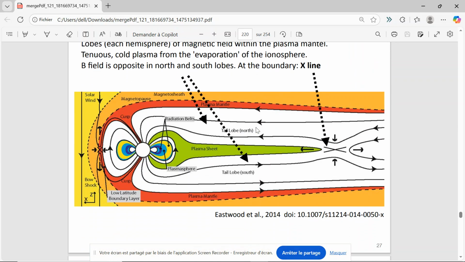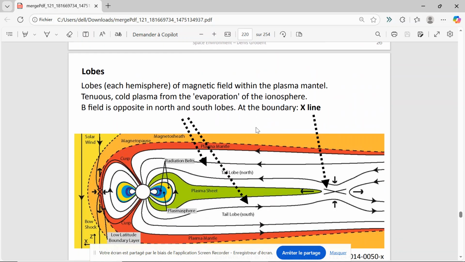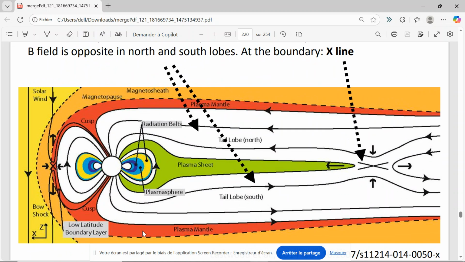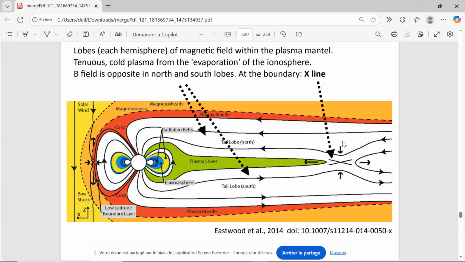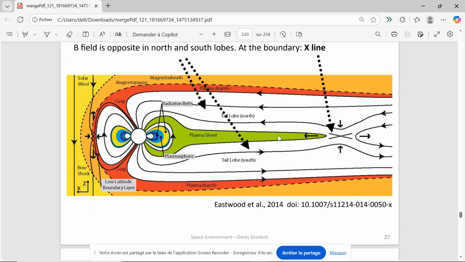The lobes of magnetic field within the plasma mantle: tenuous cold plasma from the evaporation of the ionosphere. The B field is opposite in the north and south lobes. It is a relatively neutral region right here. So reconnection can happen at the boundary right here, where the magnetic field lines are in opposite directions.